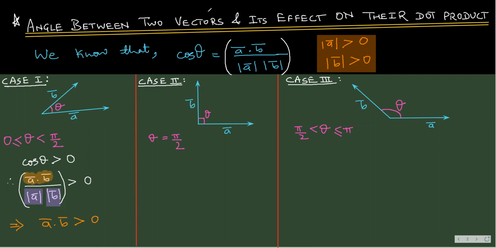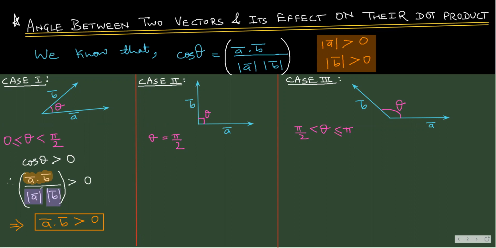Okay, so I want you all to make a note of it. Very important conclusion we arrived at. And what is that? When theta is greater than or equal to 0, less than pi by 2, a bar dot b bar is always greater than 0. Remember, a bar dot b bar is always greater than 0. I repeat once again, when theta is in this interval, cos of theta is greater than 0. Cos of theta is this. So this has to be greater than 0.